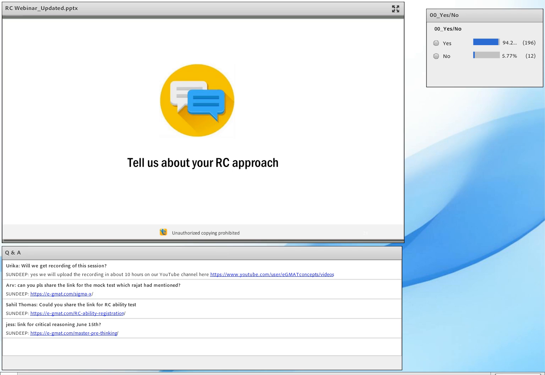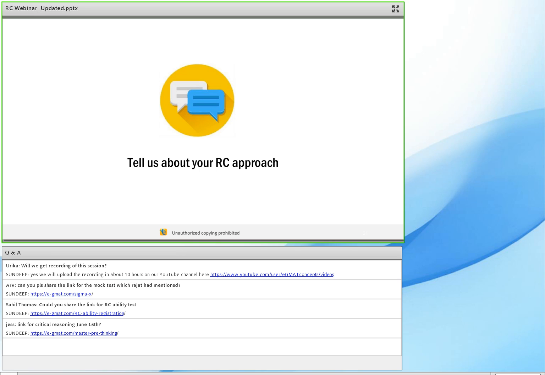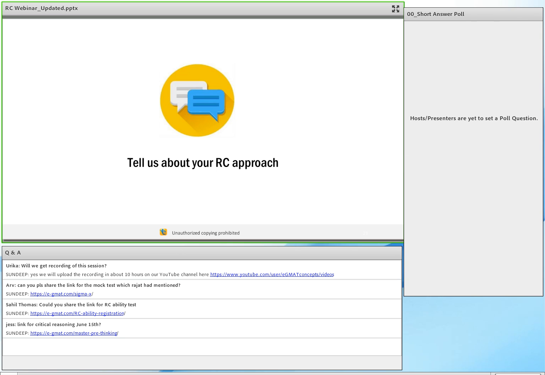So let's talk about your current approach to GMAT RC. Why don't you tell us how you approach GMAT RC today? Let me put in a short answer poll over here. I want you to tell me, when you see an RC passage, what is the first thing that you do? What is the second thing that you do? And so on and so forth.